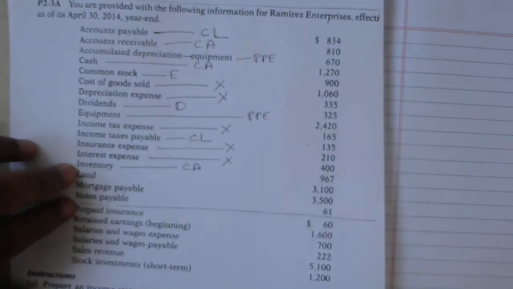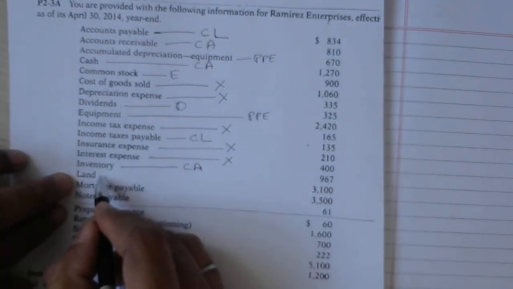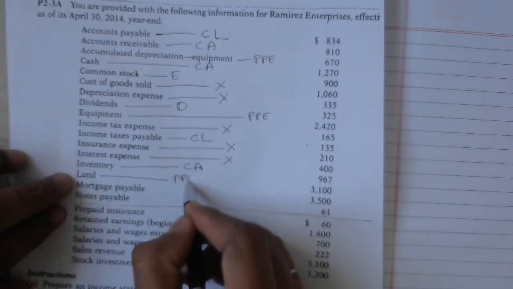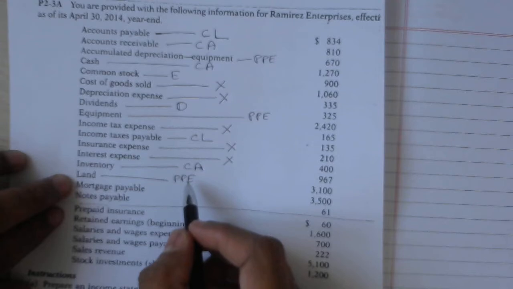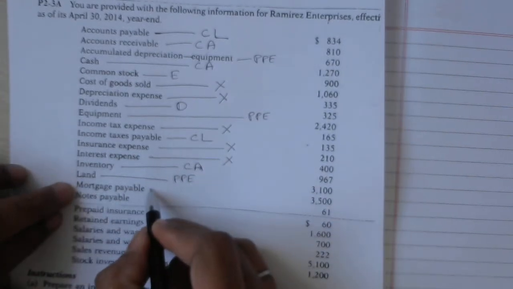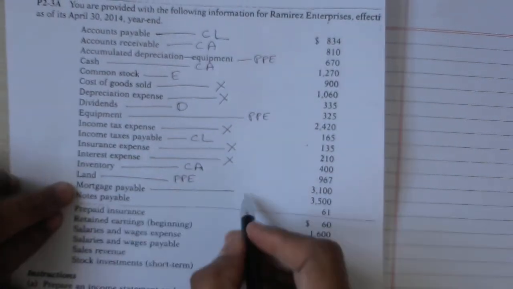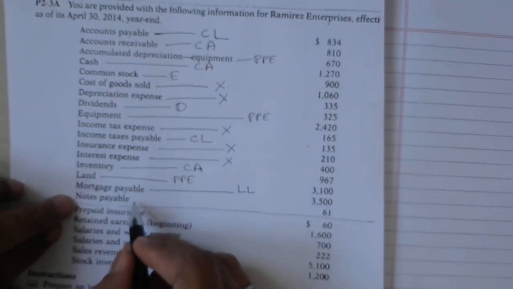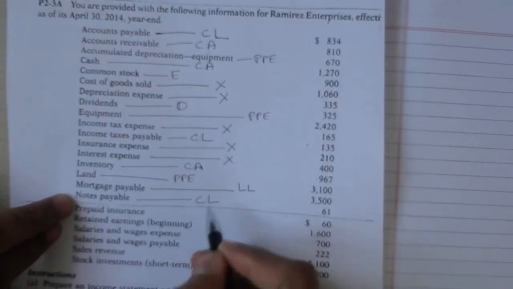Inventory is how much of finished products you have which is ready to be sold. Land is a long-term asset, or it comes under PPE, that is property, plant and equipment. Mortgage payable is usually a long-term liability. It's not a notes payable. Sometimes notes payable can be short-term or long-term. It's not mentioned, so we'll just assume it to be a current liability.